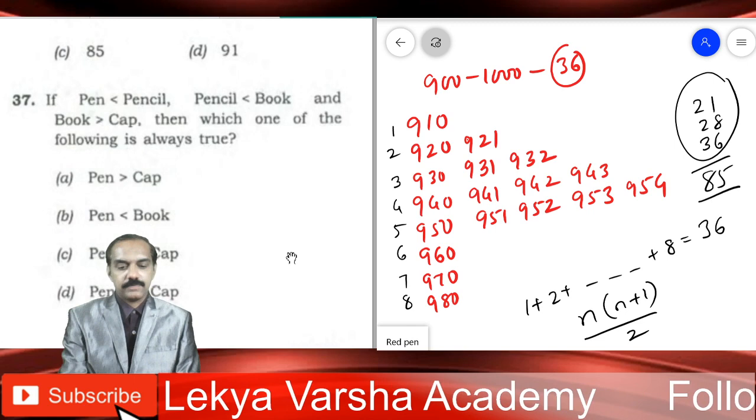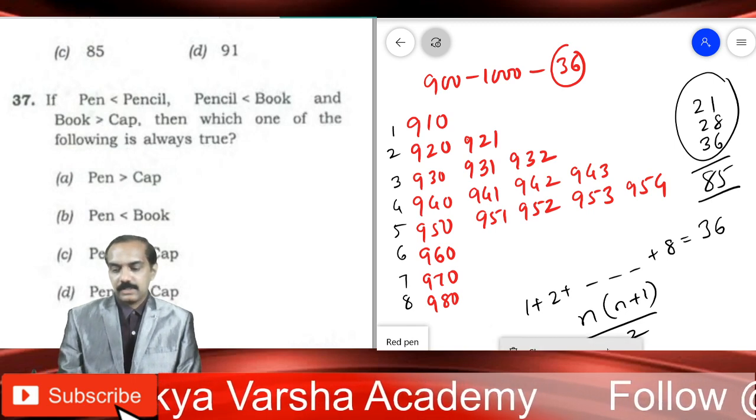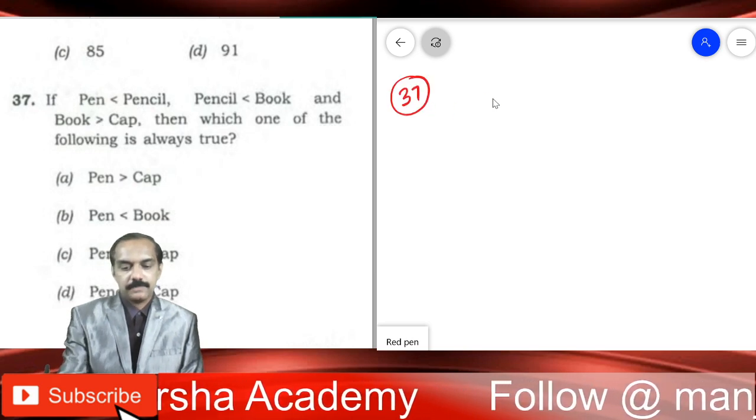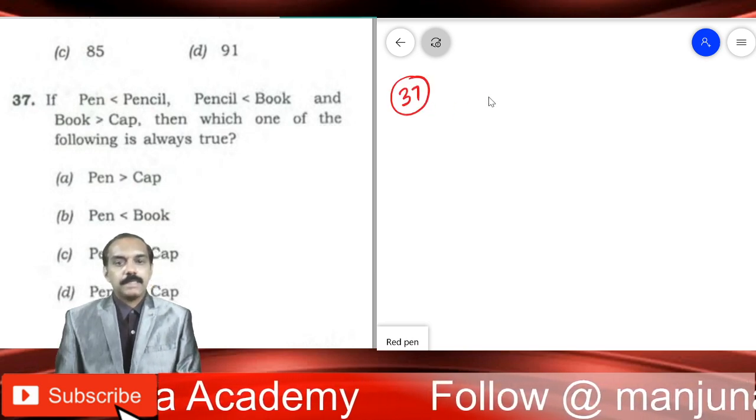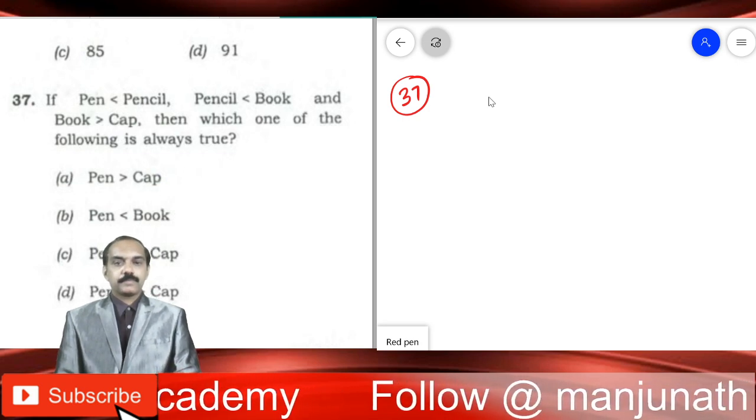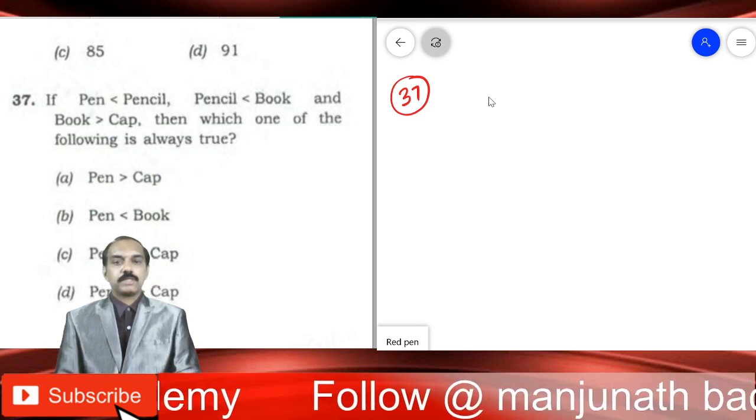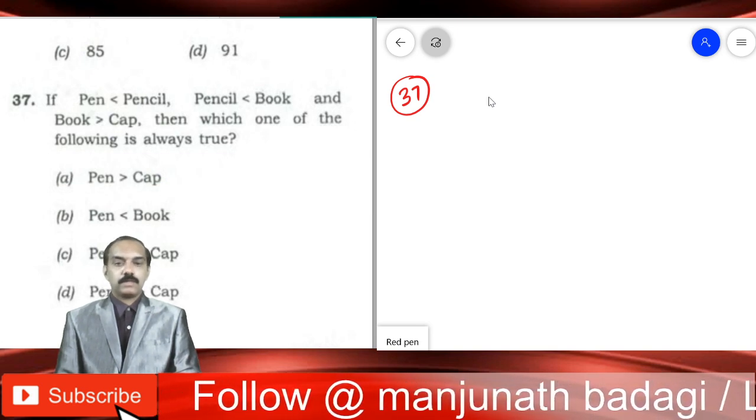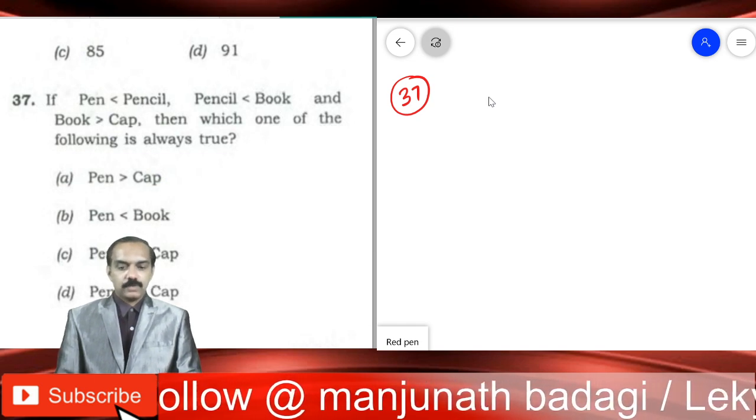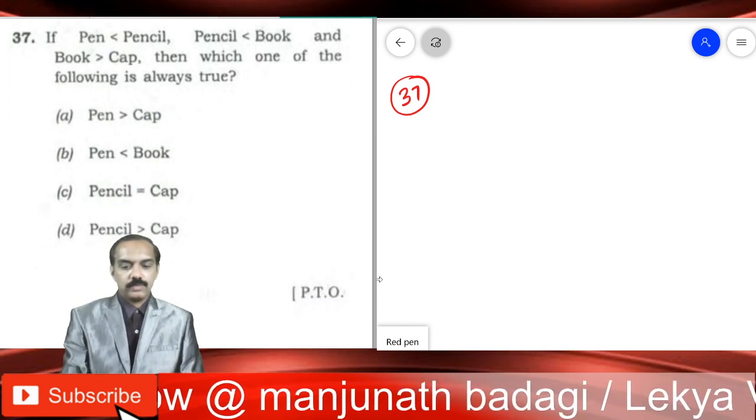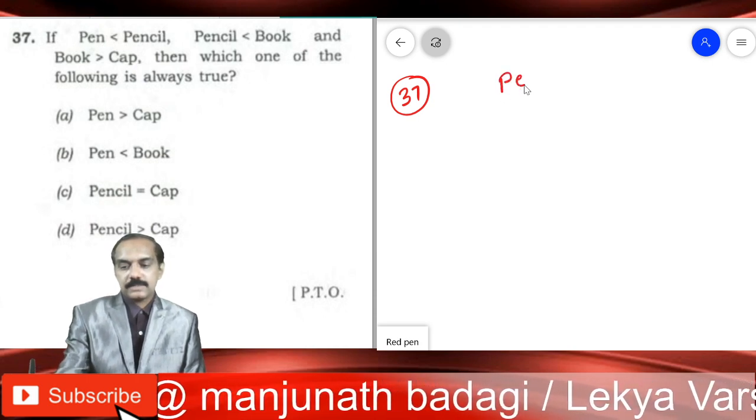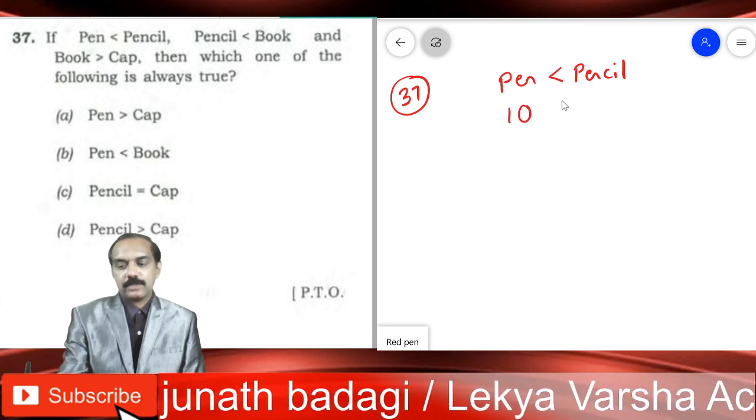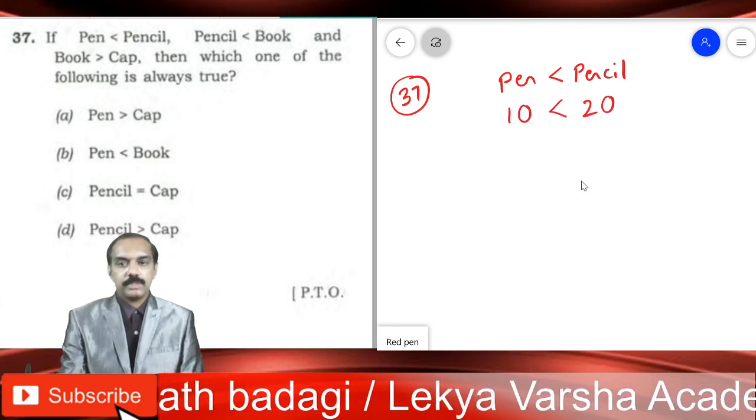Now moving on to 37th problem. Problem number 37. If pen is less than pencil, pencil is less than book, and book is greater than cap, then which one of the following is always true? Underline the word always. You must underline the word always true. Okay. So he says pen is less than pencil. If you take pen as 10 rupees, pencil will be 20 rupees. That's the meaning.